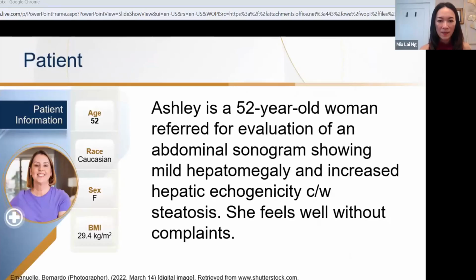So if we are all ready, this is our case today. This is Ashley, a 52-year-old woman. She was referred after an abdominal ultrasound showed mild hepatomegaly and increased echogenicity consistent with steatosis. Interestingly, she feels well and has no complaints. The case will serve as our anchor as we go along with this PowerPoint, as we walk through MASLD and MetALD today.